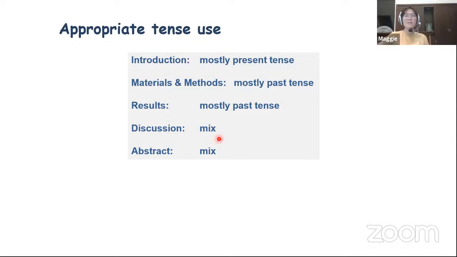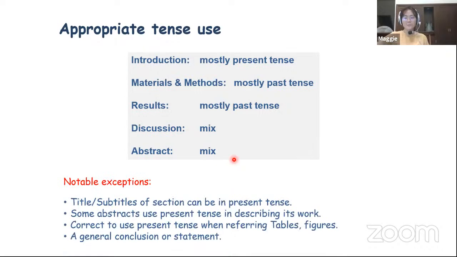If you cite the publication by others, then use the present tense. So for the discussion, it will be a mixture of the past and present tense. Also for abstract, it's a mixture of the past tense and the present tense, but still have some exceptions. The title or subtitles of the section can be in present tense. Some abstracts use present tense in describing its work.